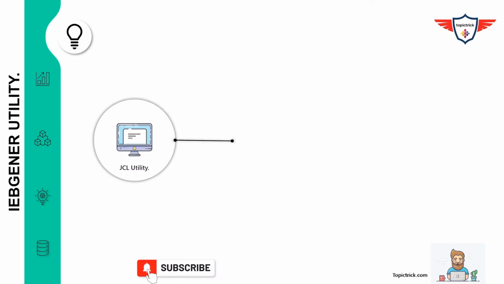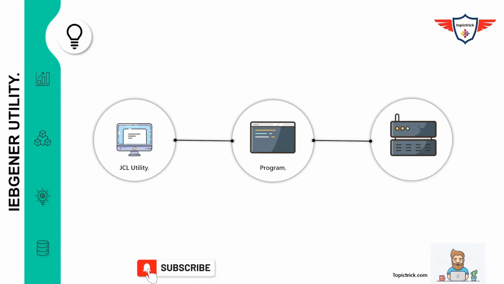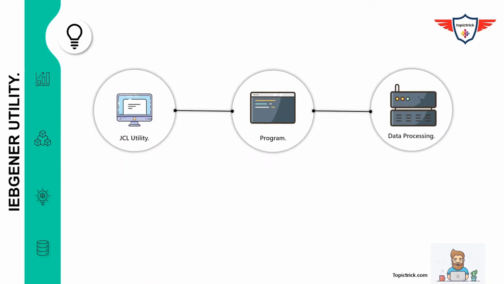So in layman's terms, mainframe utility programs, or just utilities, are programs that can be used for common data processing functions like copying or printing a dataset. These utilities are supplied with IBM z/OS and they are widely used in batch jobs. Now let's talk about the IEBGENER utility.